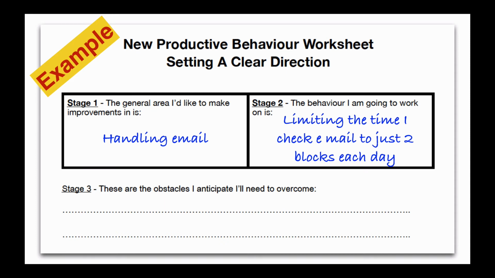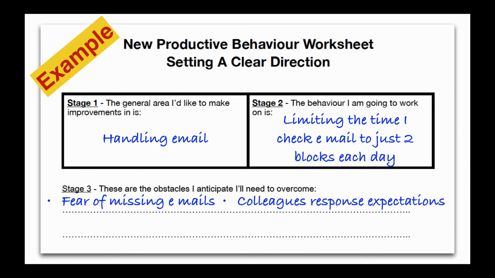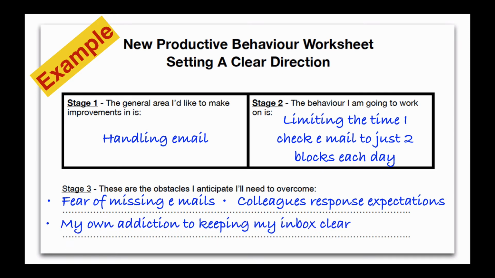That's stage 2. Now stage 3 is all about identifying the obstacles. This is about developing realistic optimism. So the more realistic you are about the challenges you'll face, the more likely you are to achieve what you set out to achieve. So getting very clear on what those obstacles are is really important. So that might be fear of missing emails if you're only going to allow yourself access to your emails in short blocks during the day. You might be susceptible to the influence of your colleagues whose expectations of instant response might be somewhat overwhelming sometimes. And you might have your own addiction to keeping your inbox clear that means you're constantly in there. So those are just some examples that you may find with this.